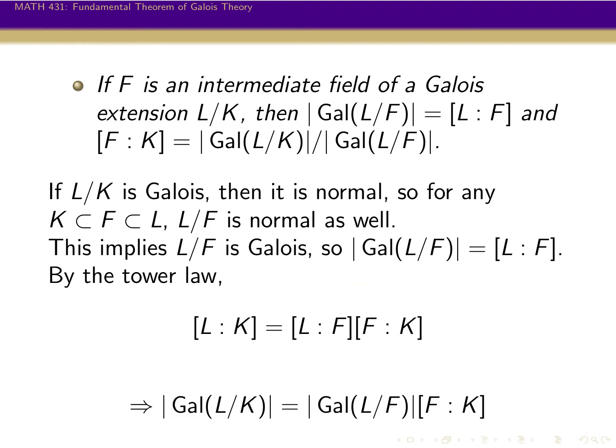So we can write that more nicely. And then to get our conclusion, we just divide by the size of the Galois group of L over F. And that gives us what we want. So this bullet is done.